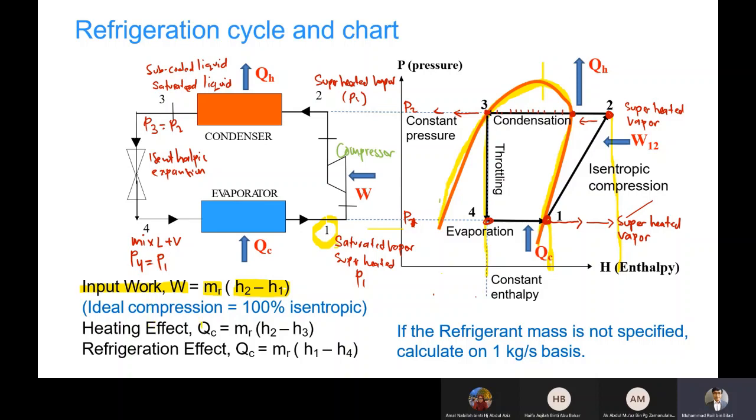We have a terminology of heating effect, basically QC, the heat released between 2 and 3 during the condensation. So QC is the condensation heat, H2 minus H3. And then we also have the refrigeration effect. Remember, we want to let go of heat. The refrigeration effect QR is H1 minus H4. That is the refrigeration cycle.